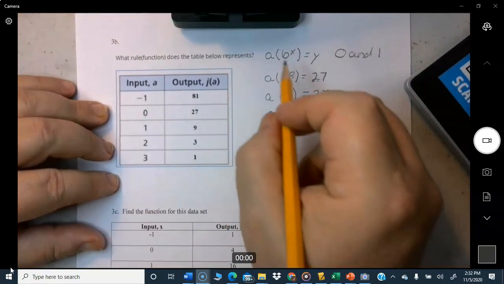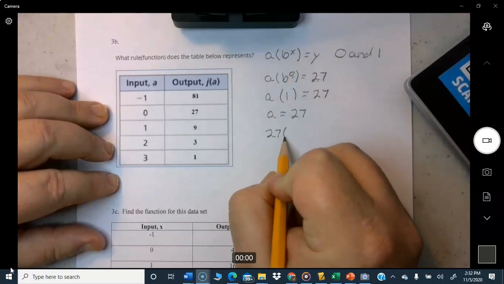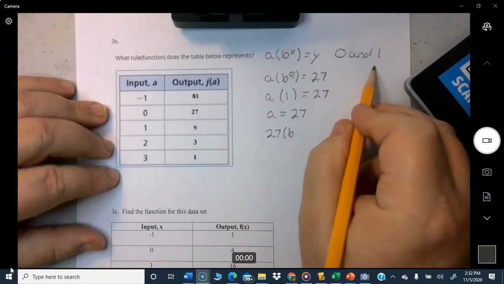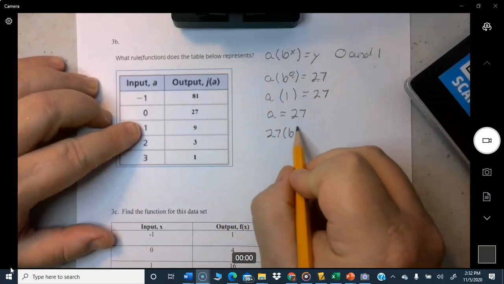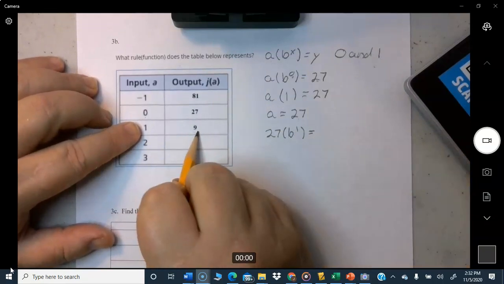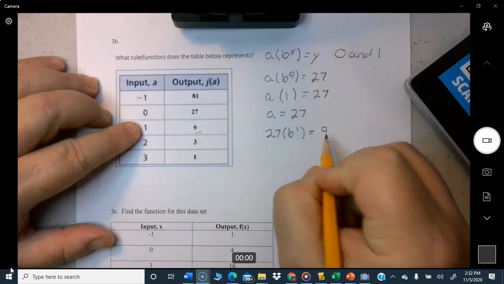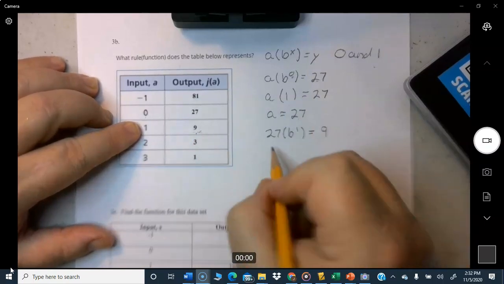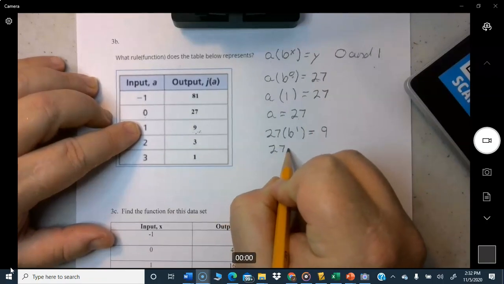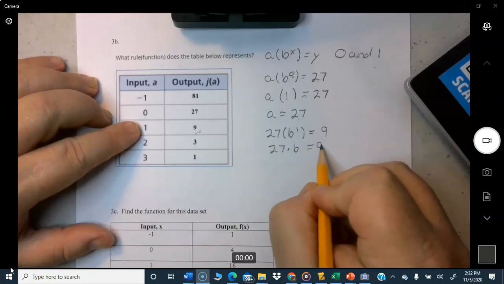Okay, now we're going to go back and put that back into that part of the equation. If a equals 27 times b, now we're going to choose the number 1. So times b to the first power equals what? That's going to equal 9. When you put a 1 in for x, you're going to get a 9 for y. So 27 times b, b to the first is b, equals 9.